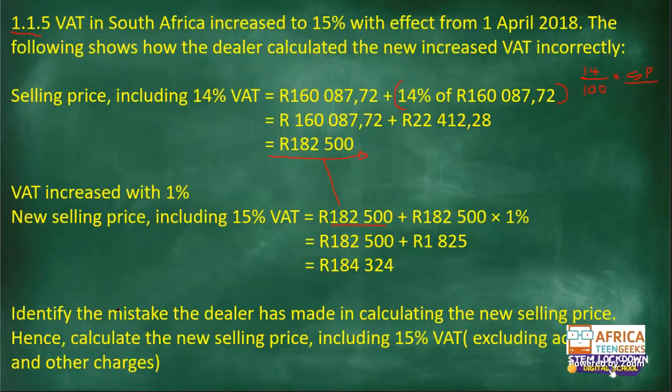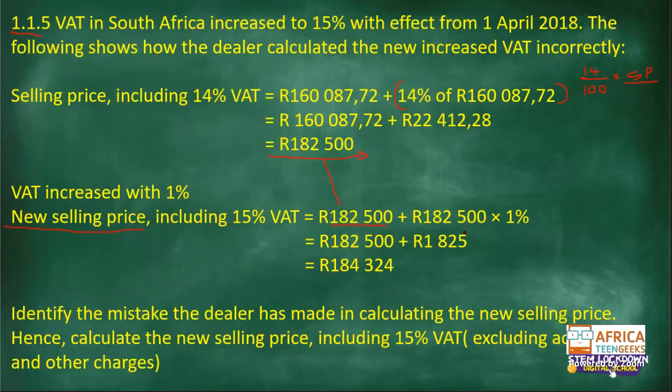Now the question is asking you to identify the mistake the dealer has made in calculating the new selling price, and hence calculate the new selling price including 15% VAT, excluding the accessories and other charges. So by looking at these two calculations, please note what mistake he has made with this calculation of the new selling price. What mistake did he make?